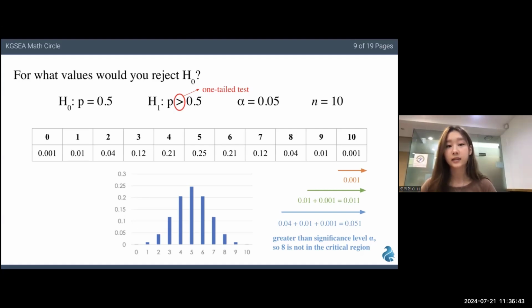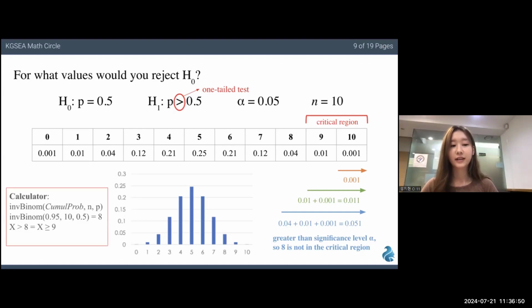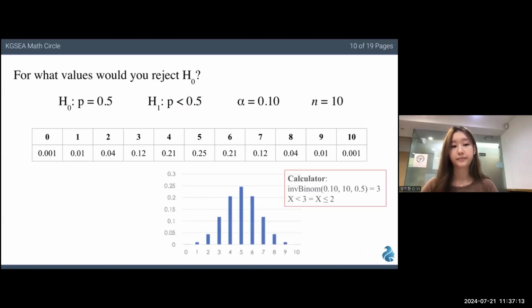But you may say that this is such manual labor, and you might want to use a calculator. Therefore, on the calculator, what you can use is the inverse binomial function. And what you write here is the cumulative probability, the number of trials, and the probability. And then you will get 8. How you can interpret it is that that's the point where the critical region cuts off. So the critical region would be from 9 and up.